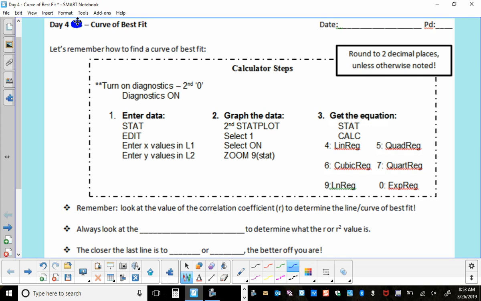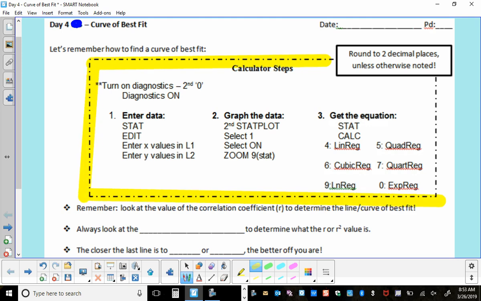All right, first, this part is very important. This entire box basically tells you what you need to know and how you need to find it. So let's start with the most important, which is turning on your diagnostics. So everyone grab their calculator.